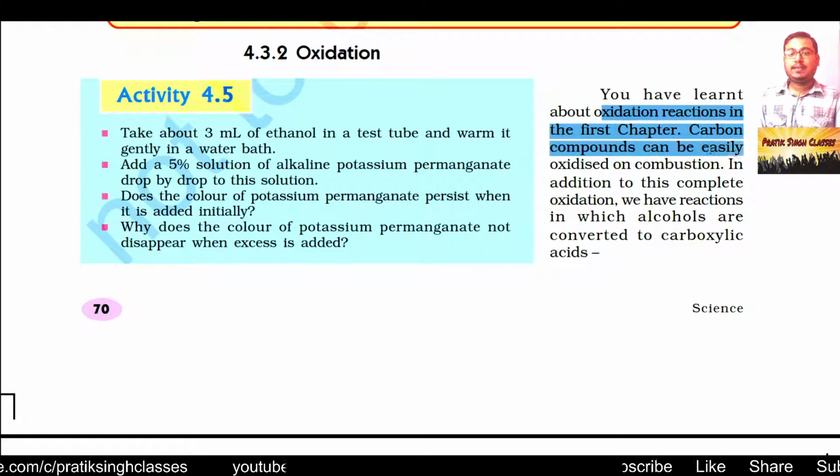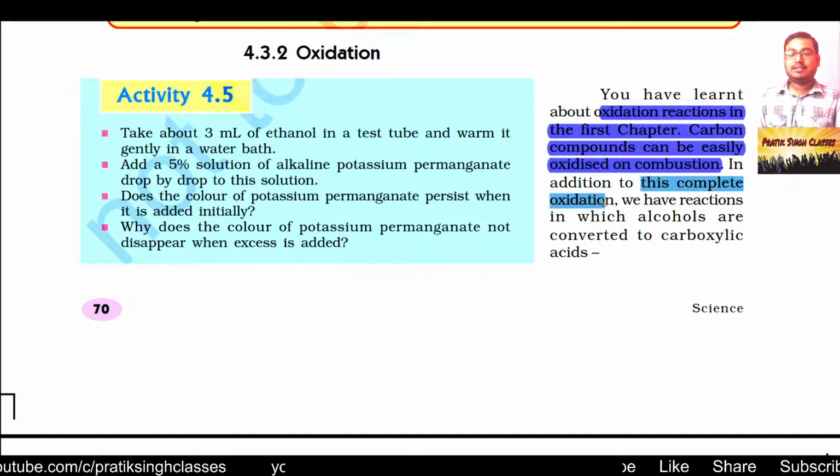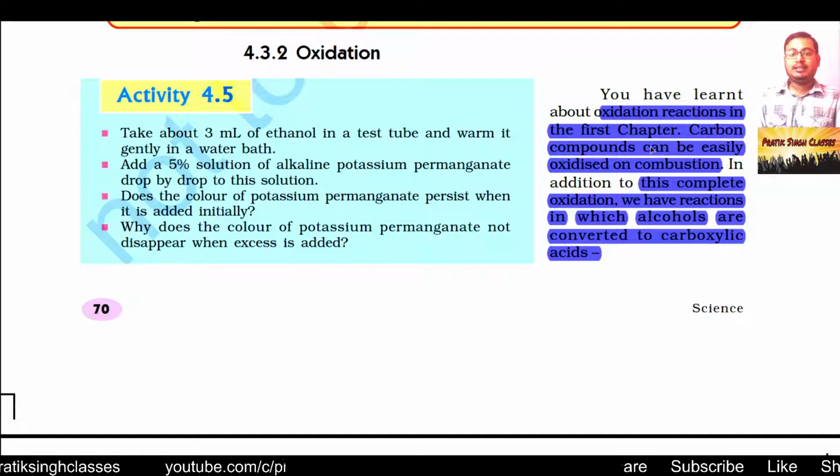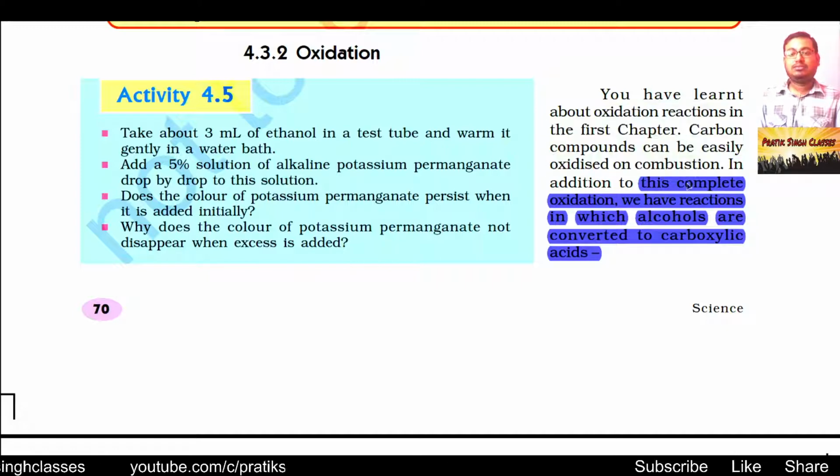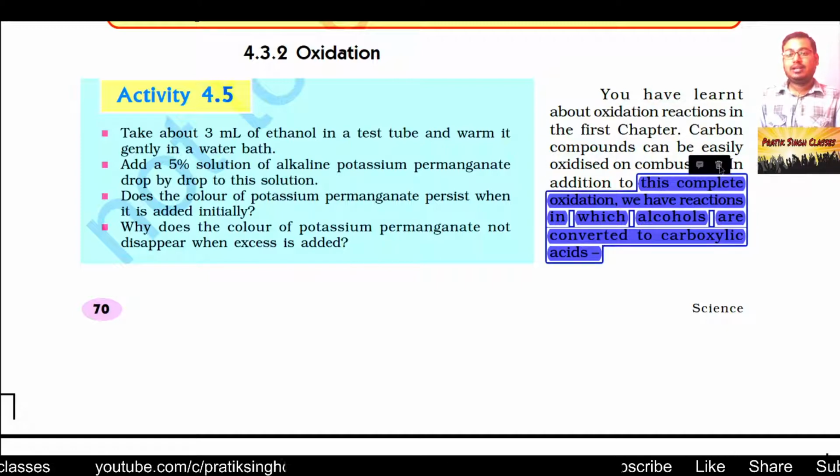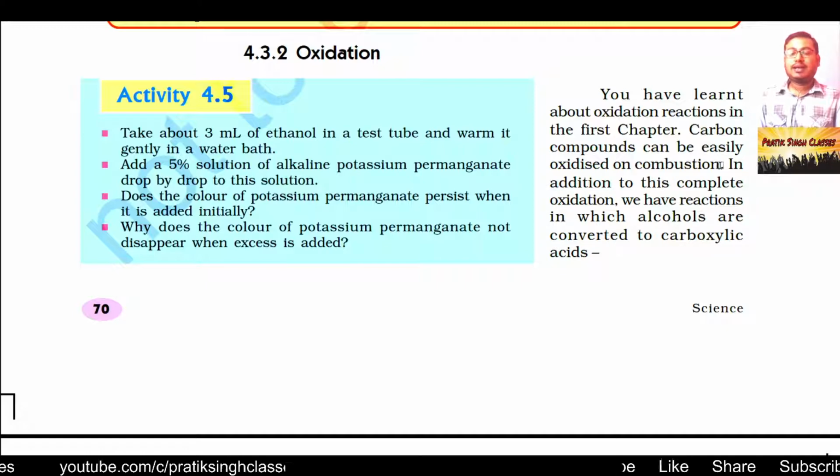Carbon compounds can be easily oxidized on combustion, meaning when carbon or its compounds are burnt in air or oxygen, they react with oxygen very easily. In addition to this complete oxidation, we have reactions in which alcohols are converted to carboxylic acids. In your exam, a question can also be asked to convert a given alcohol into a carboxylic acid.